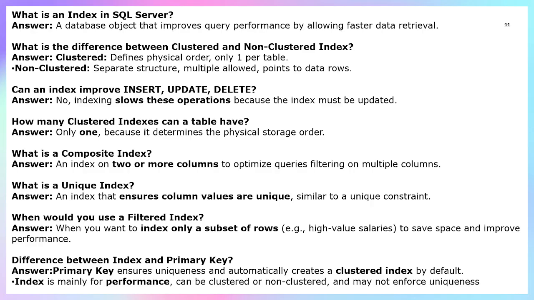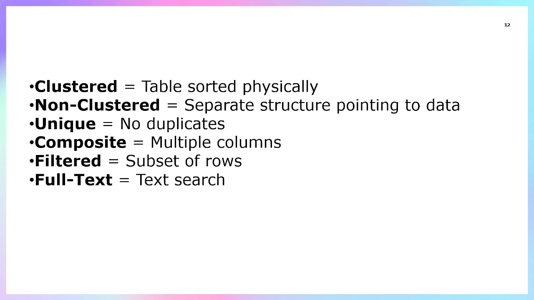What is the difference between an index and a primary key? A primary key ensures uniqueness and automatically creates a clustered index by default. An index is mainly for performance, can be non-clustered, and does not necessarily enforce uniqueness. Some tips: clustered index stores the table physically, non-clustered is a separate structure pointing to the data, unique means no duplicate data, composite means multiple columns, filtered means a subset of rows, and full text is used for text search.